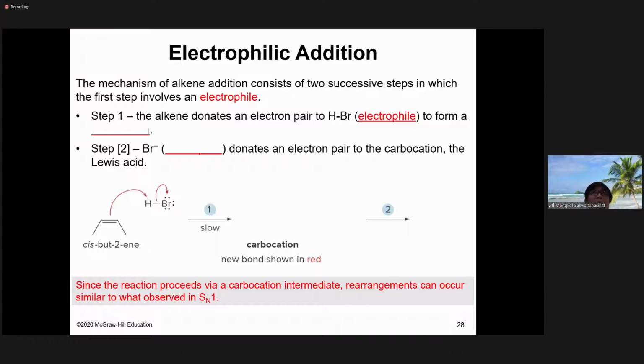Electrophile means it loves electrons, or it loves negative charge. So it should be positively polar, right? Hydrogen will be partially positive and bromine will be partially negative according to the electronegativity, right? So the hydrogen part will act as an electrophile in this case. So you add on to the pi bond first, which is the electron-rich part of the alkene, and you get the intermediate here as a carbocation.